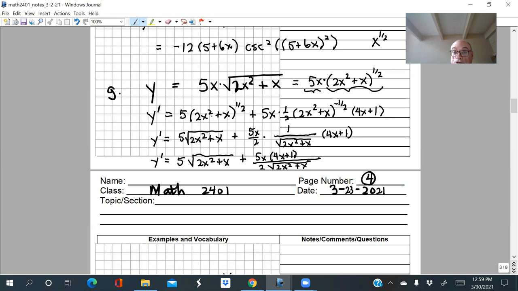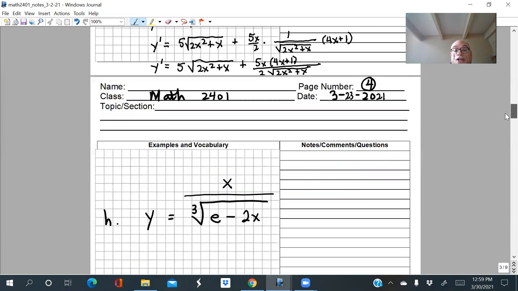What differentiation rules did we use? We had to use the product rule. Don't forget we have a product here. So we use the product rule. And then as part of finding the derivative of that square root of 2x squared plus x, we had to use the chain rule, okay? So this is a combination of both the product rule and the chain rule.